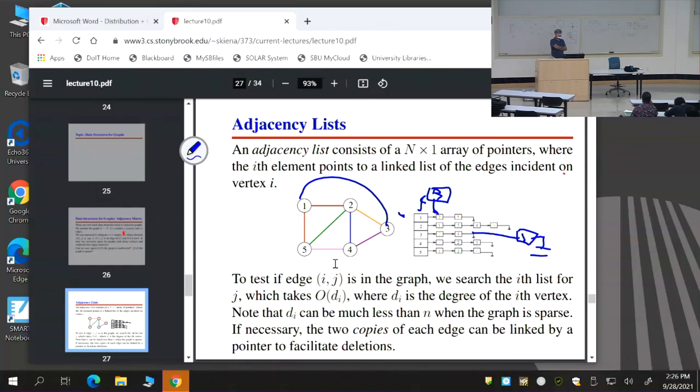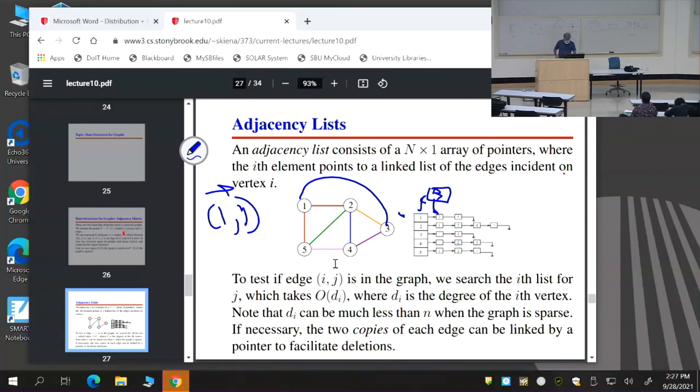What if it's a directed graph? Suppose I want to insert a directed edge 1, 3 into the graph. What did I have to do then if I wanted to insert a directed edge 1, 3? Yeah? I would only do the first part. I wouldn't have done this part, right? Okay.